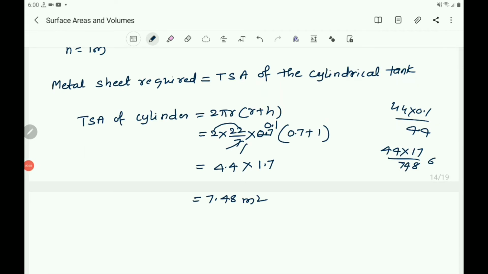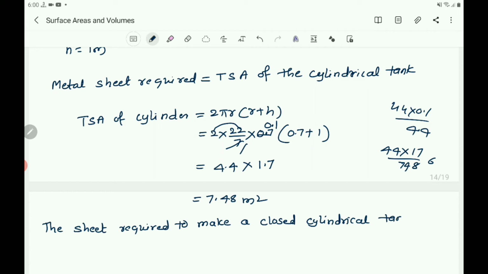Therefore you write, the sheet required to make a closed cylindrical tank is 7.48 m square.